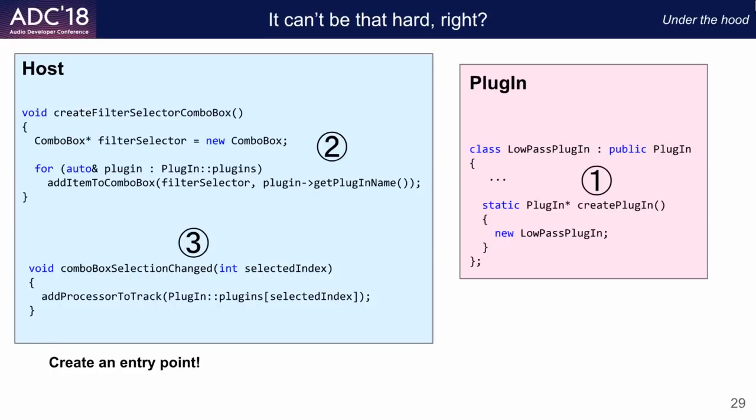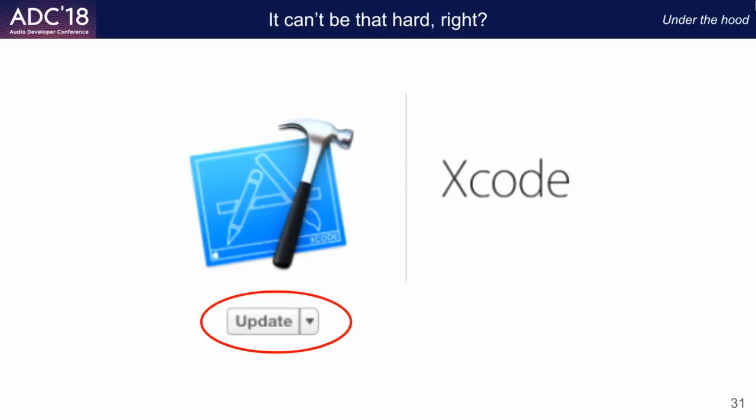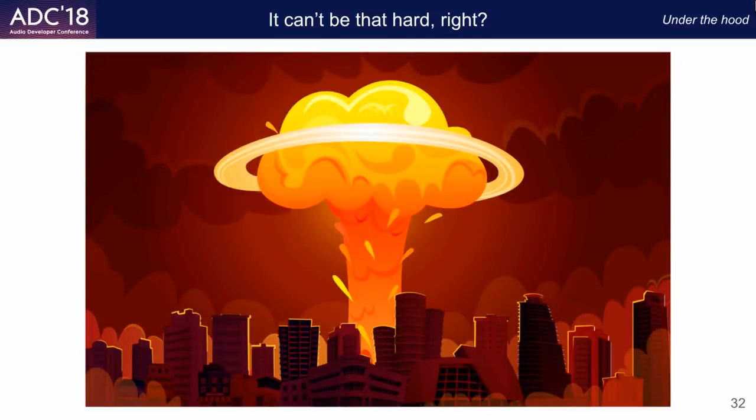That just returns a new instance of itself, and now the host can just add that to its own array, so that would fix it. Okay, great, we've kind of solved all the problems. Let's ship it, right? Perfect, great. So then you decide there's a new Xcode version, why don't I update? So you update your host, and well, boom, right?